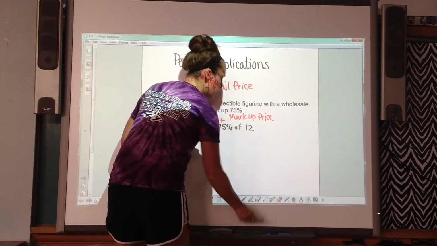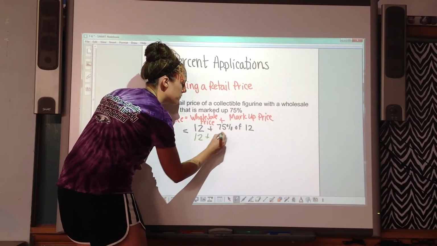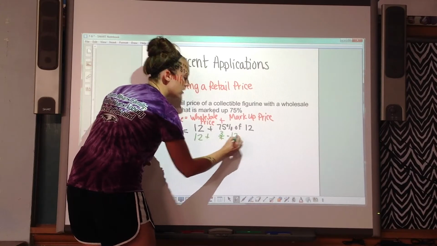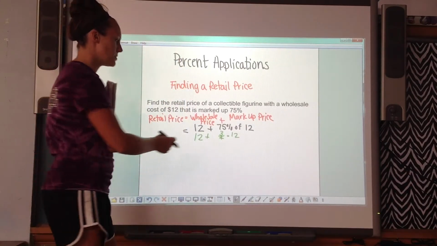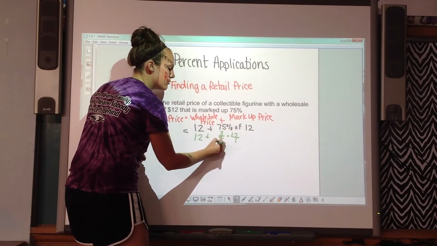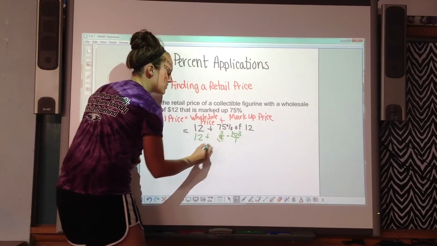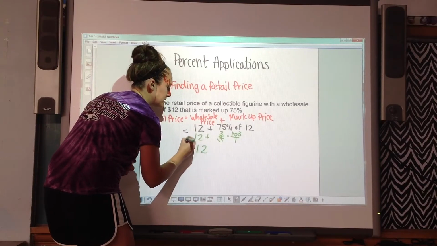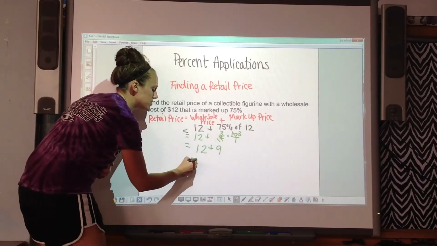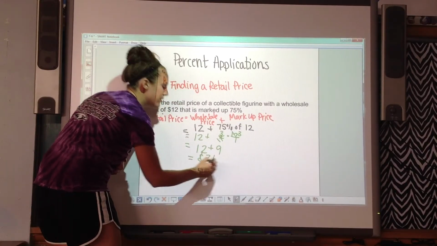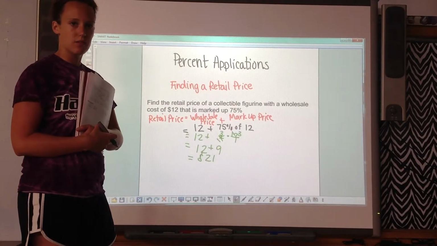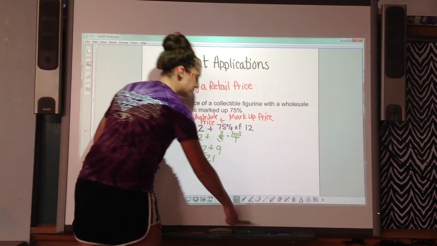So here's an example. I need to add 12 plus 75%, which is 3/4. Of means multiply. Okay, so I'm going to solve this first. I'm going to turn 12 into a fraction. I'm going to cross reduce. I'm going to take 4 out of both. And 3 times 3 is 9. So I have 12 plus 9. So altogether, if we were buying this collectible figurine, we would be paying $21 in the store. So the store would make a profit.